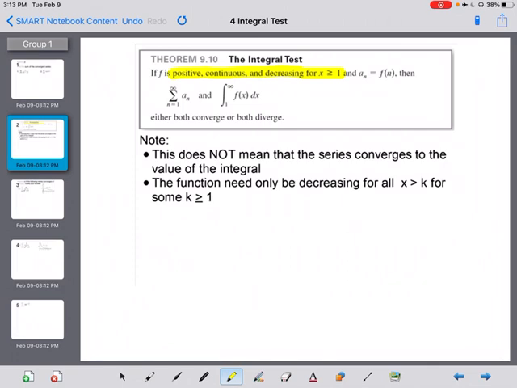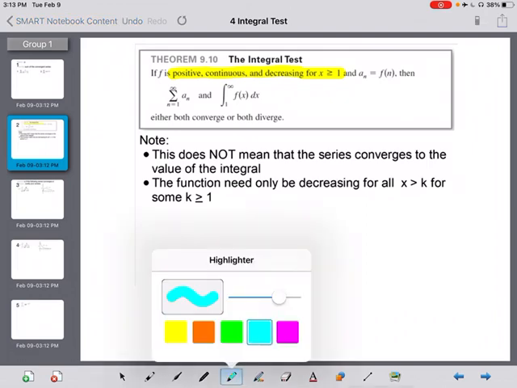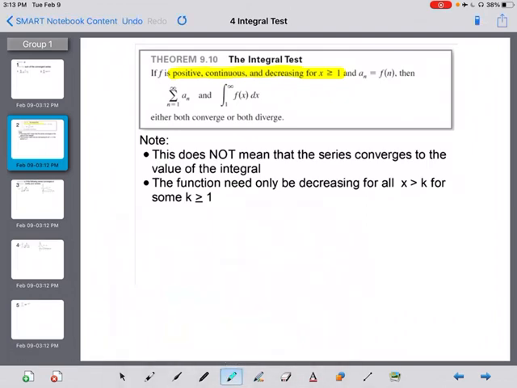Couple of things to note as we go through this. This does not mean that the series converges to the value of the integral. Just know that. Whatever the integral converges to, if it does, doesn't necessarily mean that the series will. And the one other thing is when we talk about increasing and decreasing, the function that you are trying to take the integral of just has to be decreasing at some point, for k greater than or equal to 1.